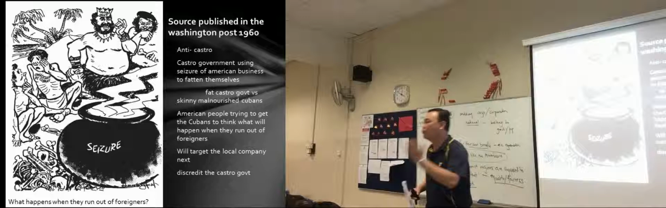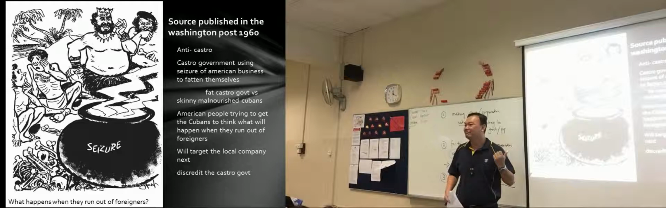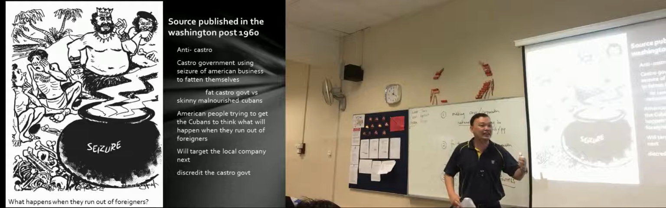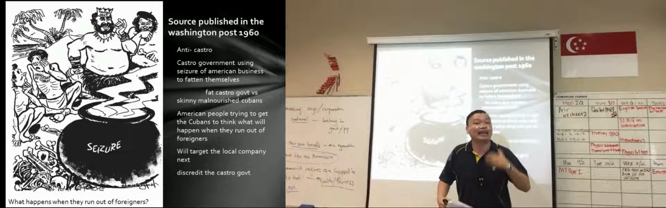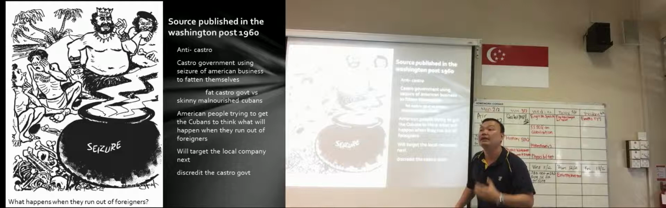Now the next question is, is this source reliable? No. Yes. Is this source reliable? No. Why not? And the way that he has depicted, how does he caricature Castro? Is Castro that bad? No. Right. So when he exaggerates things, like in the cartoon, he is trying to show the people that they don't like him. If I draw horns on this person, that means I don't like him. So I caricature him. He is caricaturing the Castro government as though they are cannibals. They are eating up people. So the way that he has depicted them is already an exaggerated version, therefore not reliable.